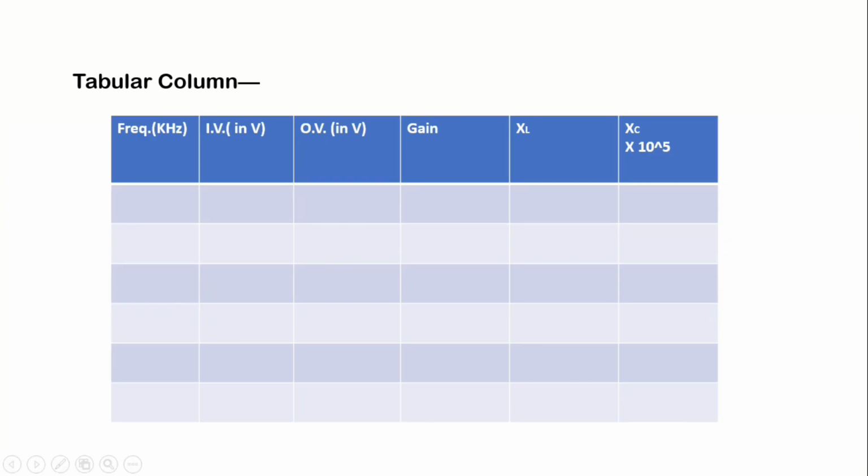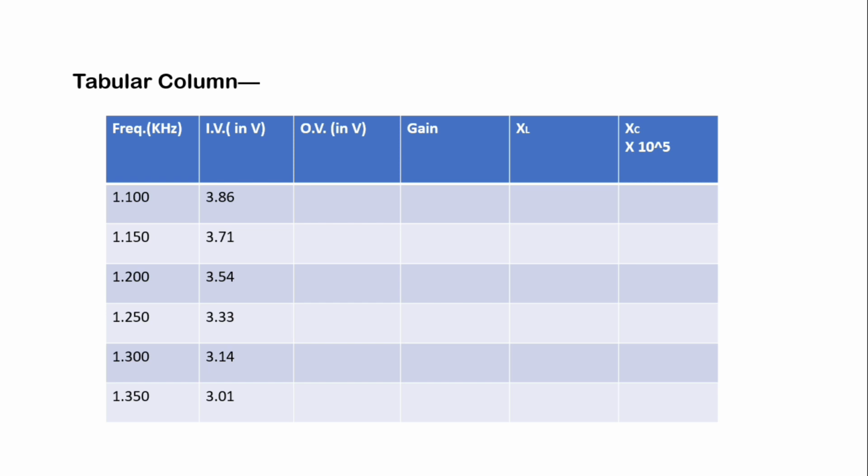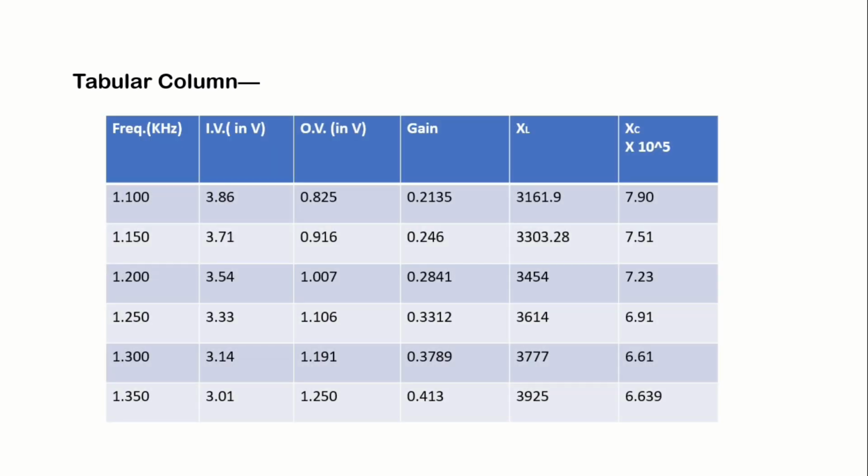After taking the readings, according to the given input voltage we are getting the output voltage. Using that we will see our experiment. Now if you see the tabular column, I have taken some random values. With the help of input voltage and output voltage we can calculate the gain and the values of XL and XC. I have calculated these, as you can see in the tabular column.